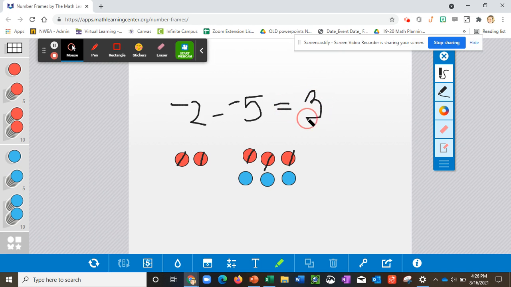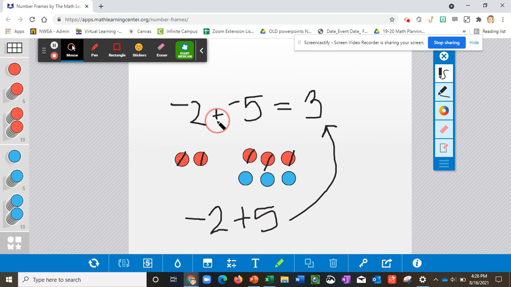So if you look, you can change this to -2 plus 5, which is in fact 3. So we add the opposite. So we add the opposite of -5, which is +5. And that's all you have to do.